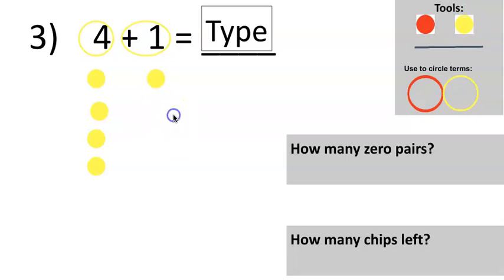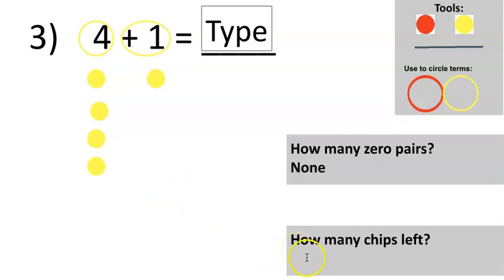So our first step was to circle our terms. Second step was to use our chips. And now we're going to look for 0 pairs. We look at our chips and we see nothing but yellow positive. We only see positive chips. You can only make a 0 pair again with 1 red and 1 yellow. So right here, we cannot make any 0 pairs. So we're going to put none.